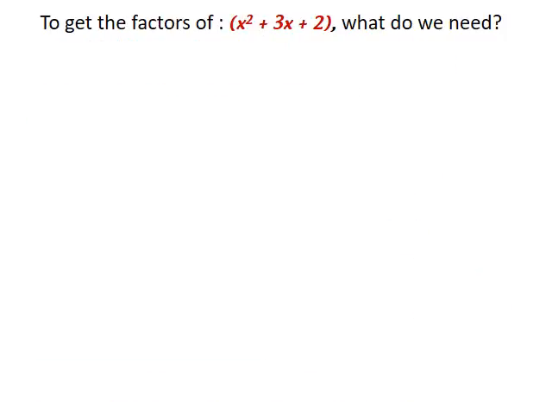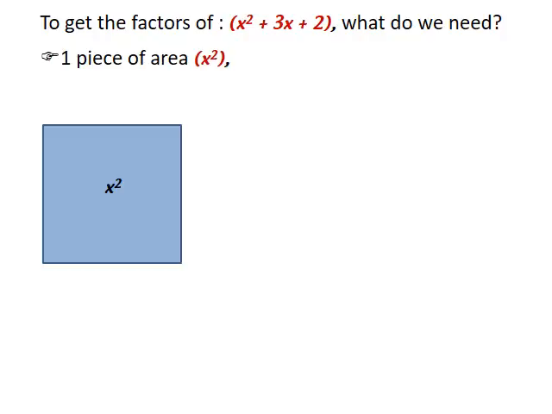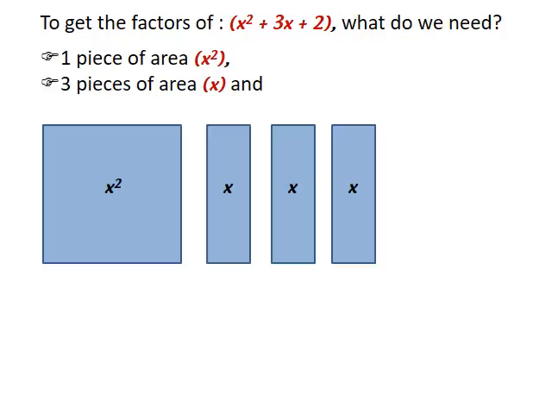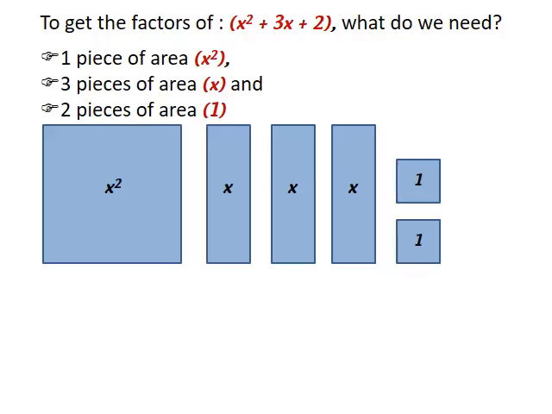Now we'll try to get the factors of x squared plus 3x plus 2. We saw that when we multiplied the two binomials, we got this expression as the area of the rectangle. So we will see if we get back the two factors with which we got this expression. So what do we need? We need one piece of x square. How many pieces of x do we need? We need 3 pieces of x, and we need 2 pieces of 1.